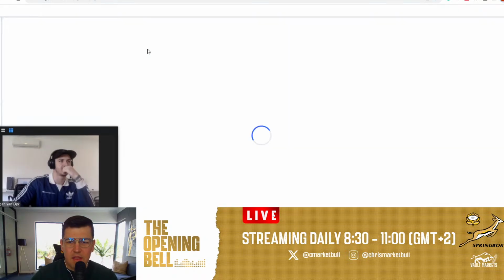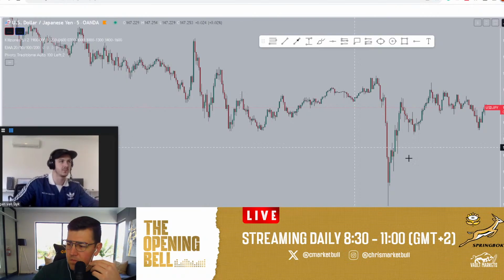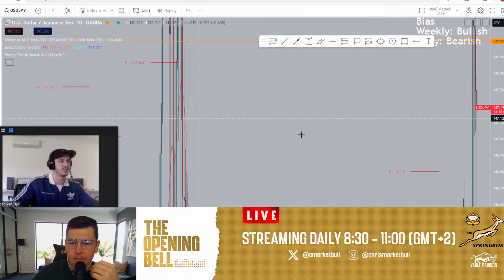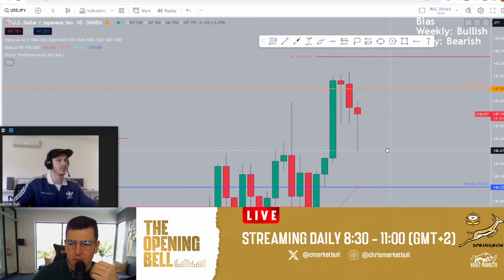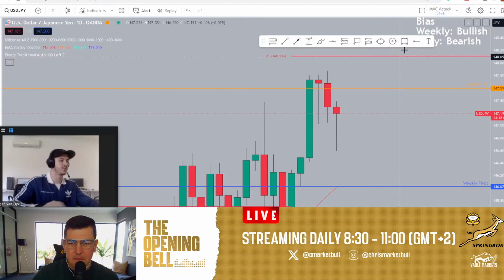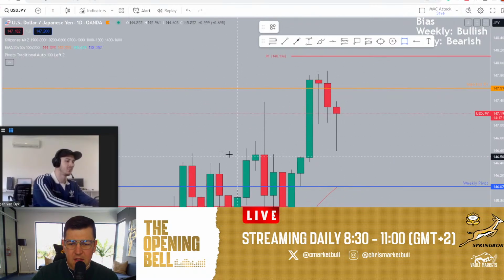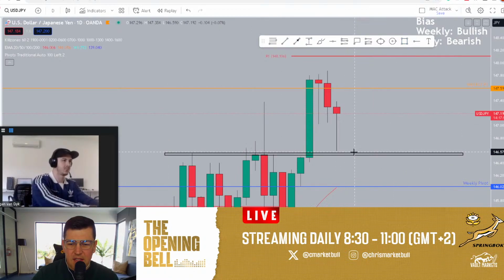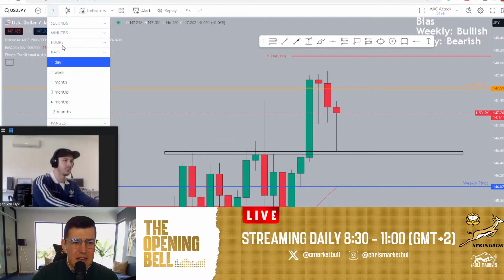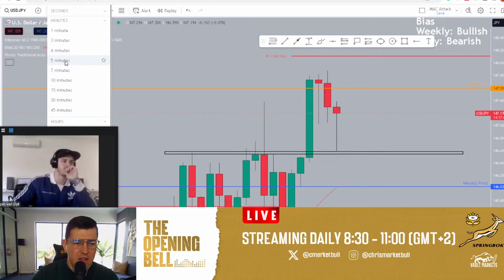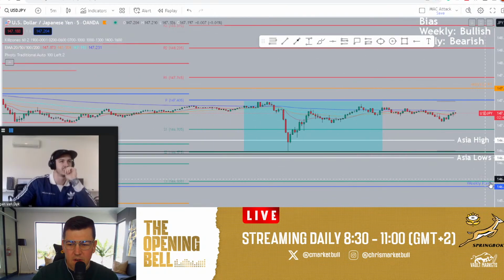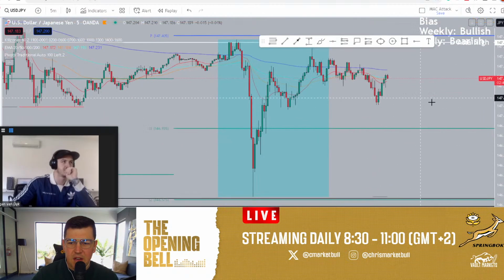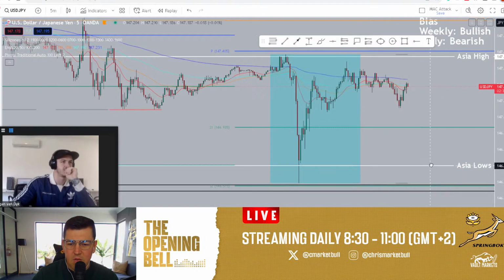USD JPY, let's quickly run through it. I'm tilted to the bearish side due to the fact of two consecutive bearish daily candle closures. We have potentially already tested that area, but I'm going to stay bearish on the day. And if I look at the 5 minutes, let's see where we are. We are pushing bullish currently, trading below the daily pivot. Asia high up there, Asia low all the way down here.